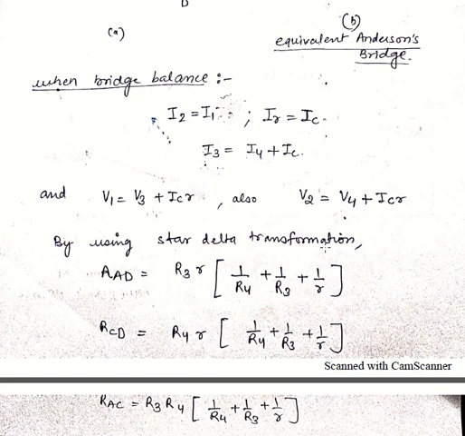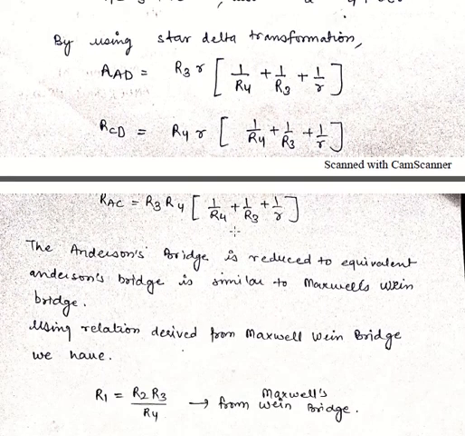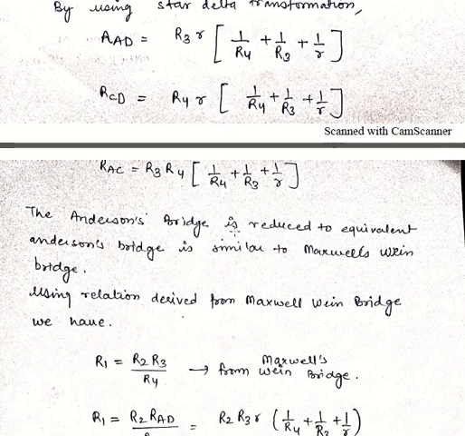By using the star delta transformation, we have RAD equals R3 multiplied by R, in bracket the addition of all the three resistances in reciprocal, 1 by R4 plus 1 by R3 plus 1 by R. Similarly we'll have RCD and RAC. This is our basic star delta transformation. Now we have all the three values RAD, RCD and RAC.